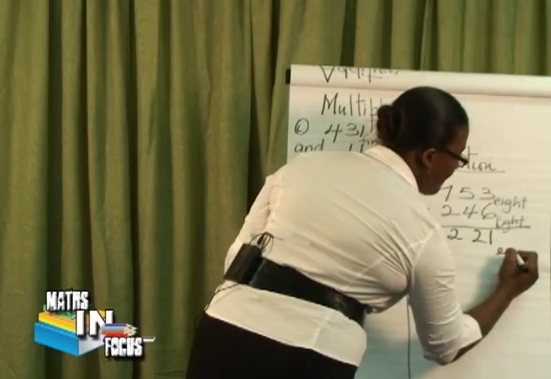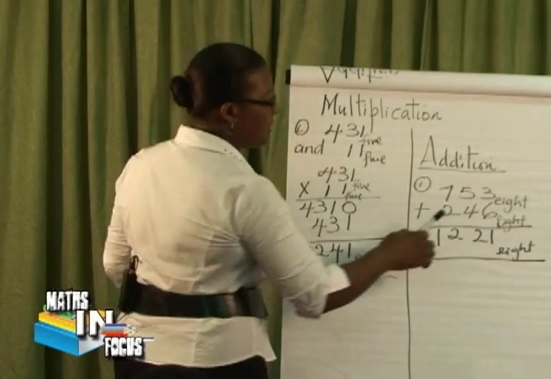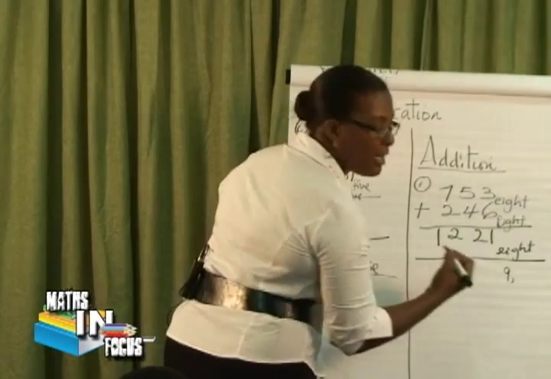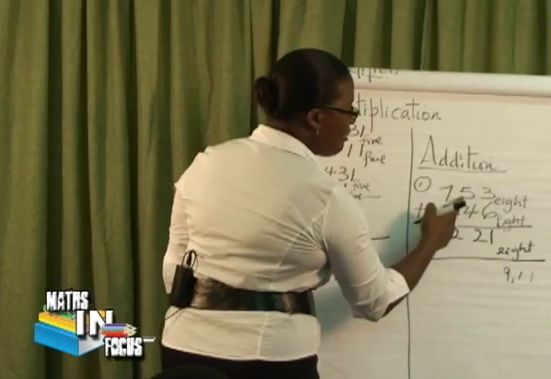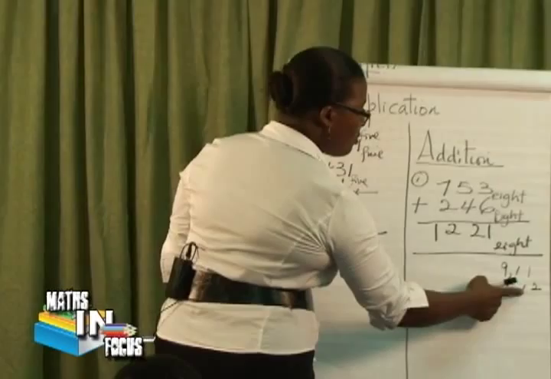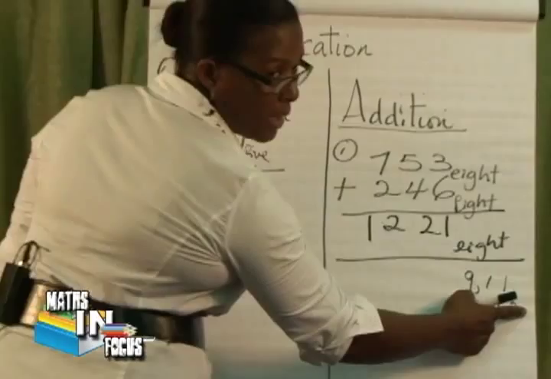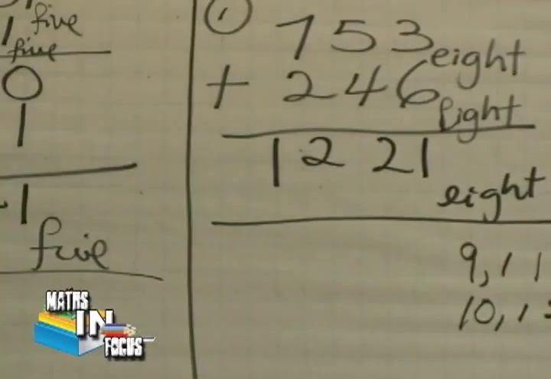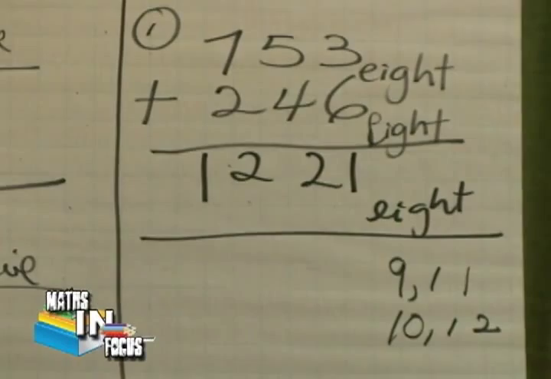Now let's check that. 6 and 3 would give us a 9. And the 9 is written as 1, 1. So the 1 comes there. 5 and 4 would be 9, and 1 is a 10. 10 is written as 1, 2. So we bring up the 2. Then we have 1 and 7, 8 and 2, 10. 10 is written as 1, 2 again. So we bring up the 2 and then the 1. So we have the sum of 7, 5, 3 and 2, 4, 6 in base 8 is 1, 2, 2, 1.